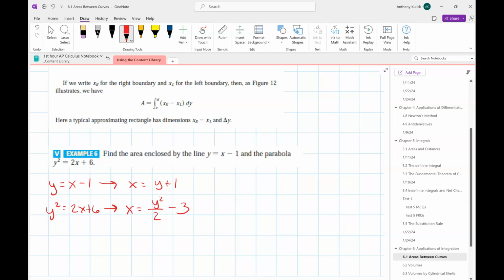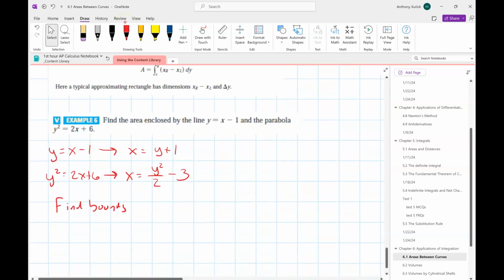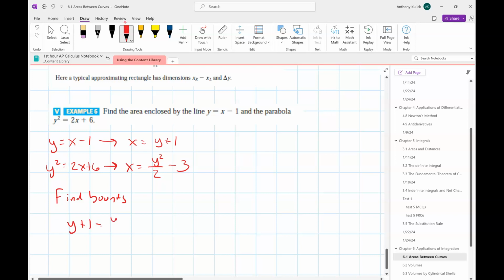Is everybody okay with what I did there? Okay. Now, I want to find the intersection of these. But I want to find the y coordinates at the intersection, which is convenient because I've written them already as x equals equations. So I would multiply everything through by 2 to get rid of the fraction.